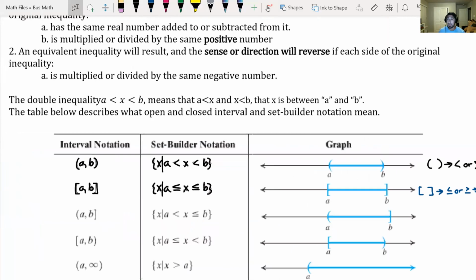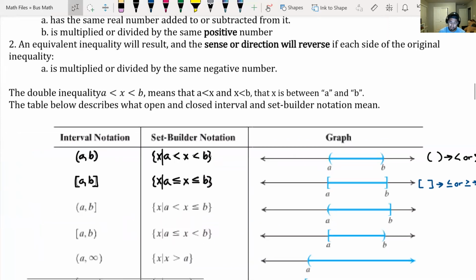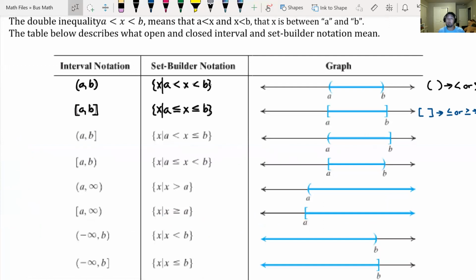Okay. And now the other following examples are just showing you that you can combine parentheses and bracket sets. Parentheses A, bracket B means that for all values of x, such that A is less than x and x is less than or equal to B. And now look at the number line. Parentheses A all the way to bracket B. And so forth.